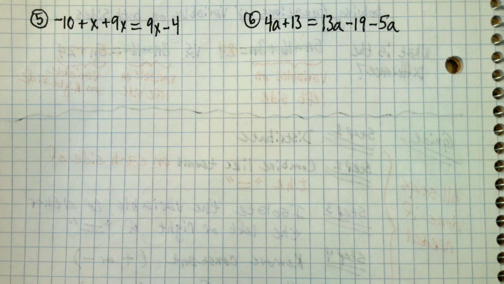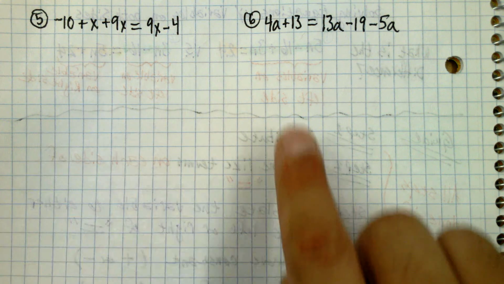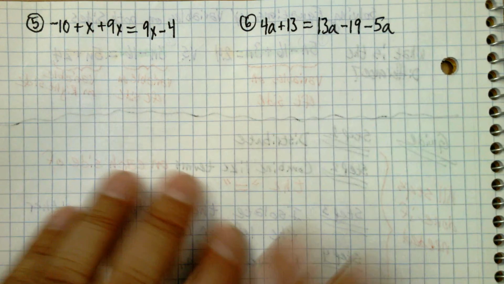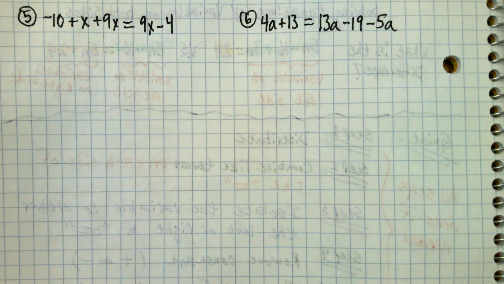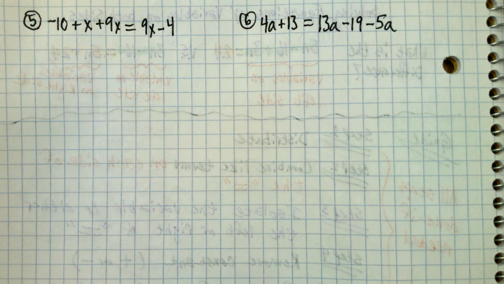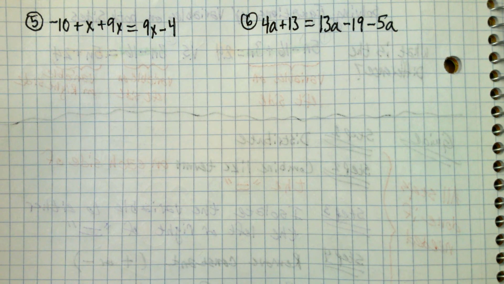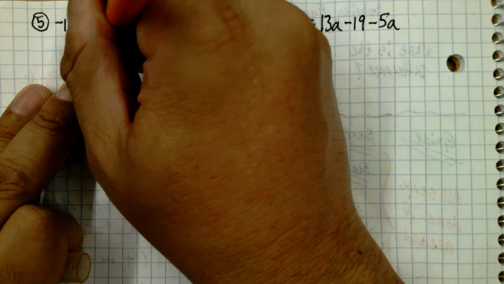Okay, so today we're going to go over 4 examples of equations with variables on both sides. And here's the first two, 5 and 6. It's a continuation from Thursday. All right, so we have an equation with variables on both sides.